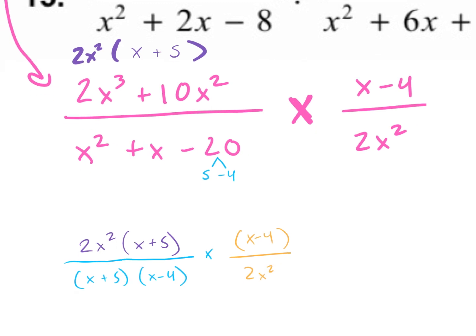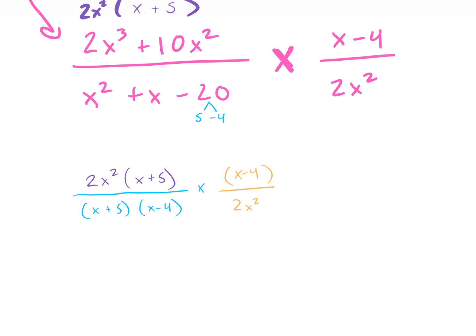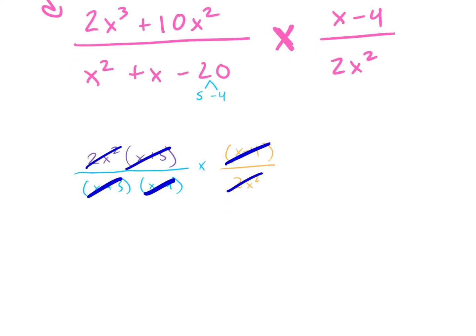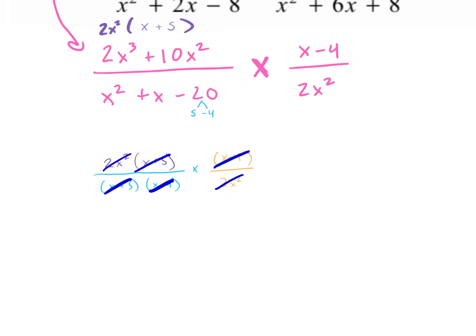So let's cancel things out. What cancels? So x minus 4's cancel. X plus 5's cancel. And what else? 2x squared's cancel too. So what do you think my answer is if everything cancels? A 1. Awesome. Because remember, if you have something like 5 divided by 5, if you divide something by itself, you're just left with 1. So our answer is 1, but we still have to say the domain.